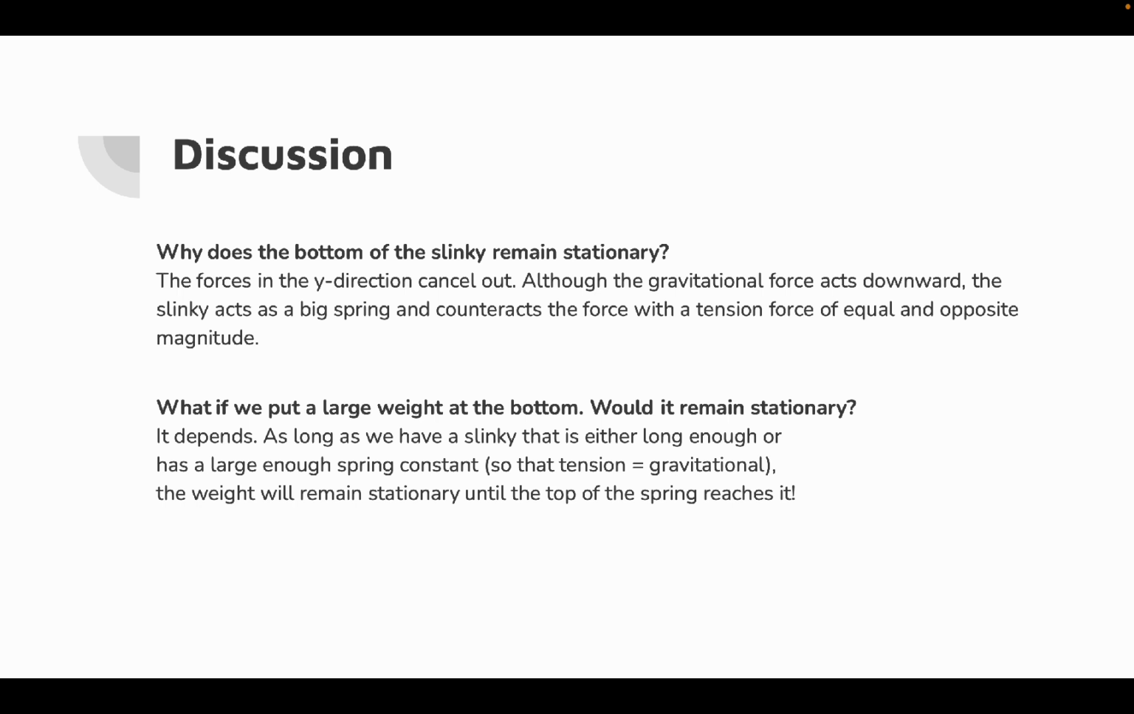So for our discussion, we want to know, why does the bottom of the slinky remain stationary? The forces in the y direction cancel out. Although the gravitational force acts downward, the slinky acts as a big spring and counteracts the force with a tension force of equal and opposite magnitude. What if we put a large weight at the bottom? Would it remain stationary? It depends. As long as we have a slinky that is either long enough or has a large enough spring constant so that tension equals gravitational force, the weight will remain stationary until the top of the spring reaches it.